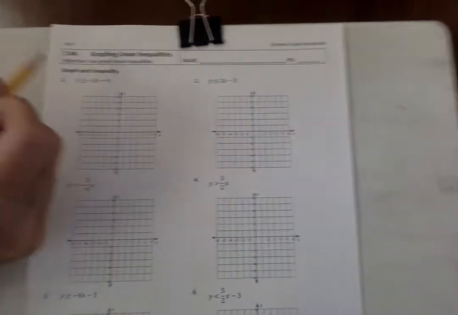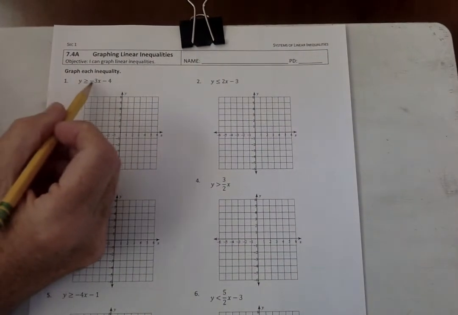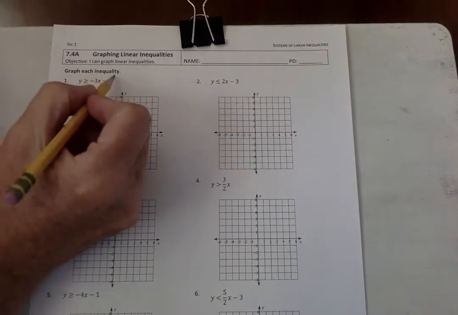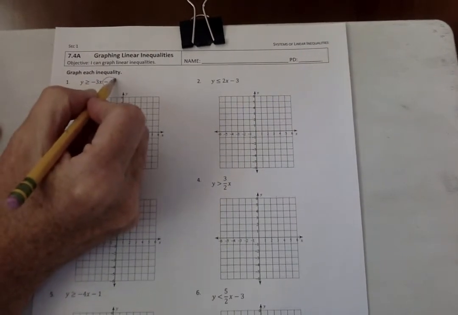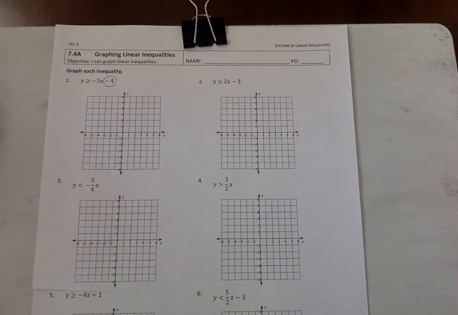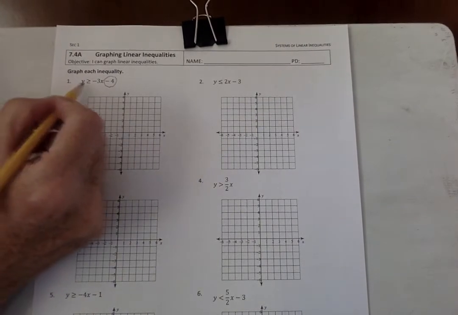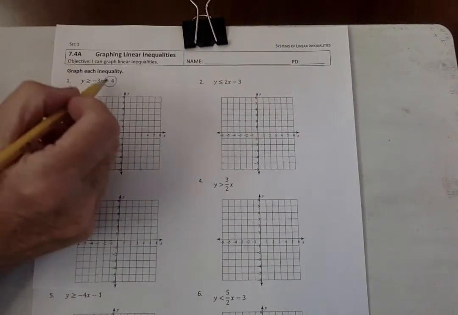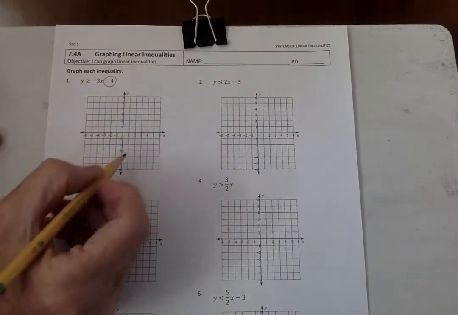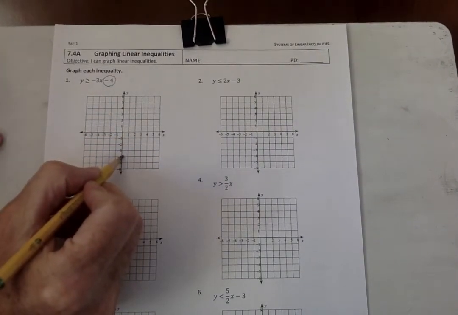On this first one, it says y is greater than or equal to negative 3x minus 4. I'm going to circle this because this tells us where to start on the y-axis. So again, this is kind of like y equals mx plus b. So b is where it crosses the y-axis. So we go to negative 4, we put our point.